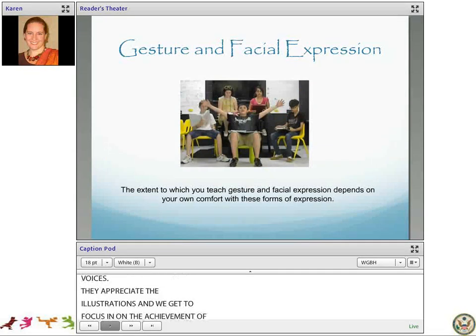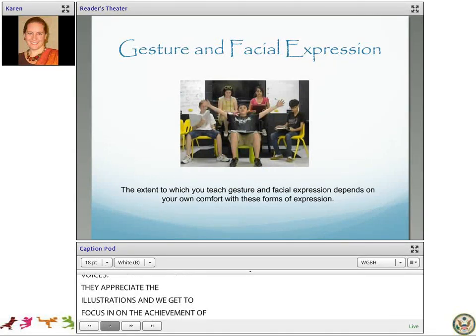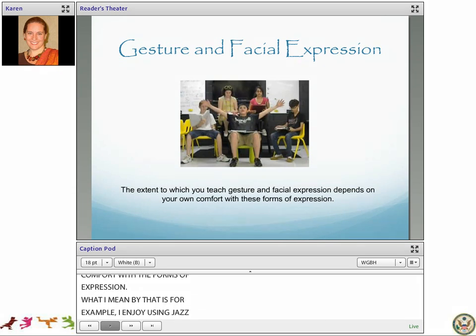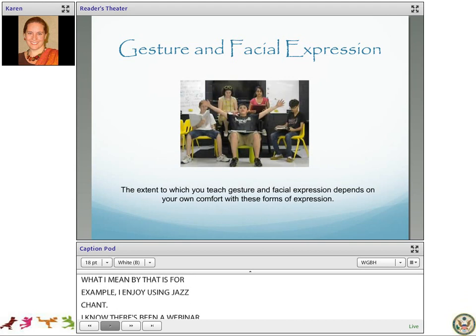One of the final skills we talked about was adding gesture and facial expression. And I add this as a separate slide because I think it's important to acknowledge to each of ourselves that the extent to which you teach gesture and facial expression depends on your own comfort with these forms of expression. What I mean by that is that, for example, I enjoy using jazz chants, and I know there's been a webinar recently on jazz chants, and it's available on the State Department website through Carolyn Graham.